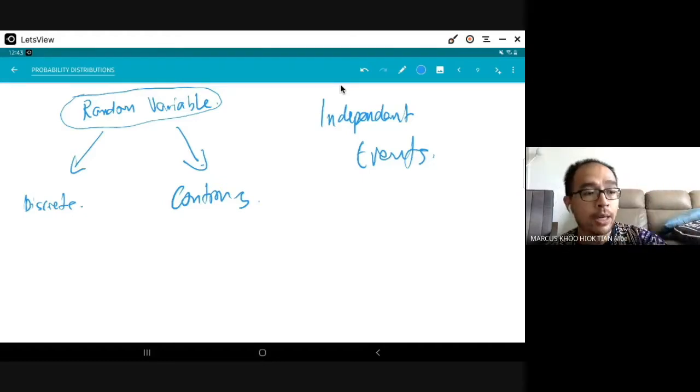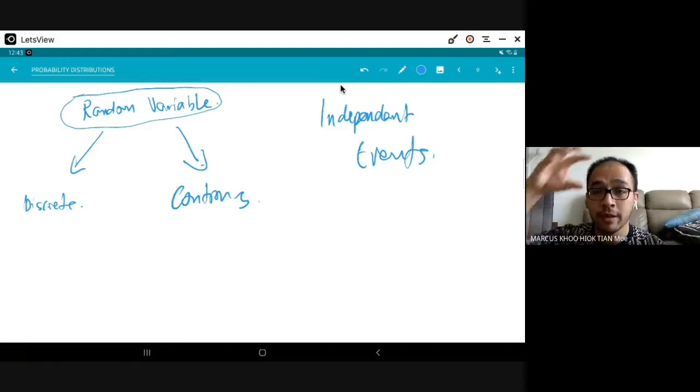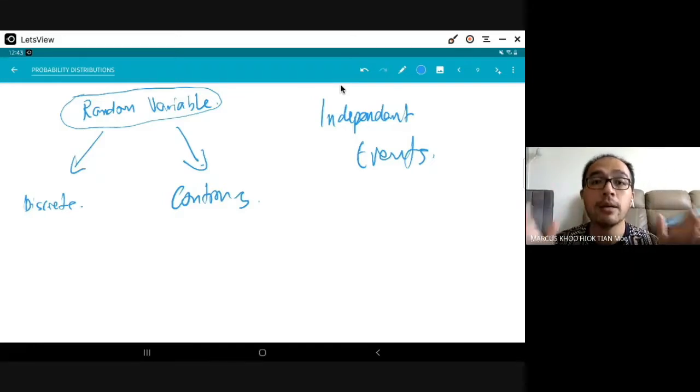For example, kamu melambung duit shilling. Okay, kamu lambung the first time, kamu lambung the second time kan. Dia tidak mempengaruhi. What happens the first time doesn't affect the second time. Bila kamu ada 10 biji bola dalam satu kotak, the first ball you take out, kalau kamu letak balik, then it's independent. Because the second time kamu ambil bola, dia tetap ada 10 biji bola di dalam.